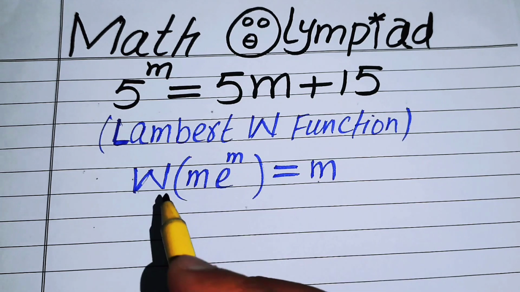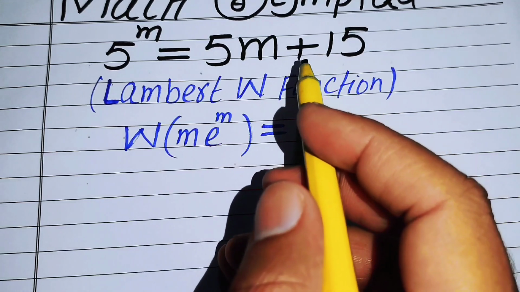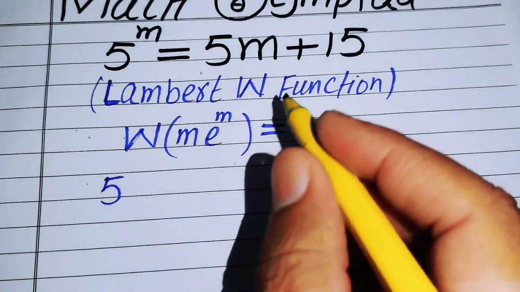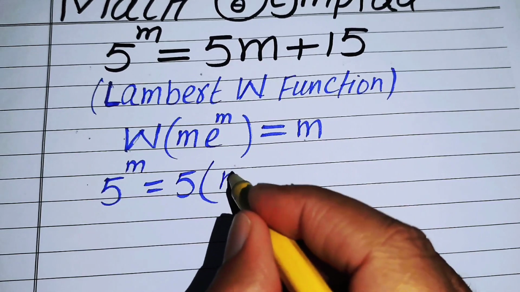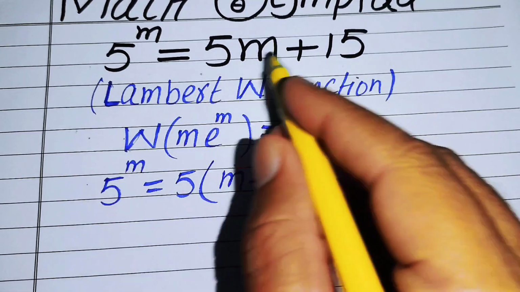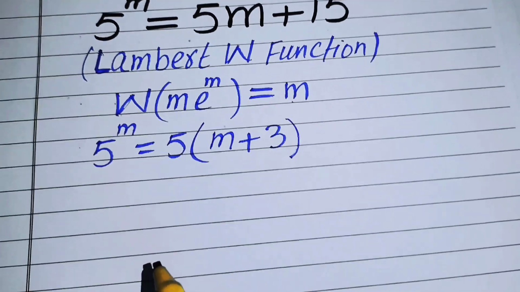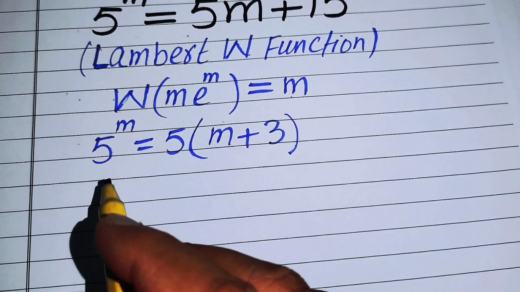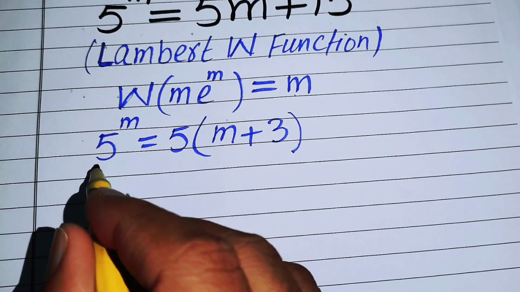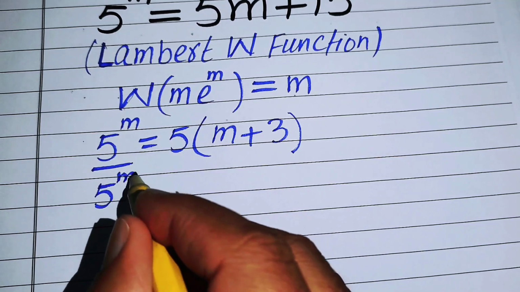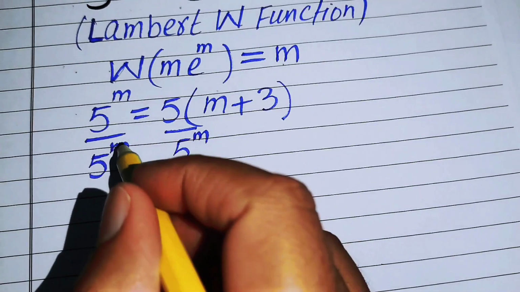So now the very first thing we are going to do is make our given question statement in the form of a Lambert W function, so that here we will just take 5 common on the right hand side, and we have 5 to the power of m equals 5 times m plus 3. And now in the next step we can just divide both of the sides by 5 to the power of m, and we have 5 times m plus 3 over 5 to the power of m.